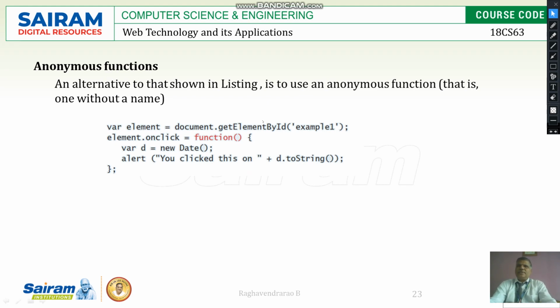Anonymous functions means a function without any name that is triggered and written right here. Some function is written, and under that you can write any function. So here, element is document.getElementById("example1"), element.onclick, and the function is being called: variable d equals new Date, alert. Any function you call here, whatever that function is, it is going to display. So here we are not using the name of the function; the function itself is being called directly.